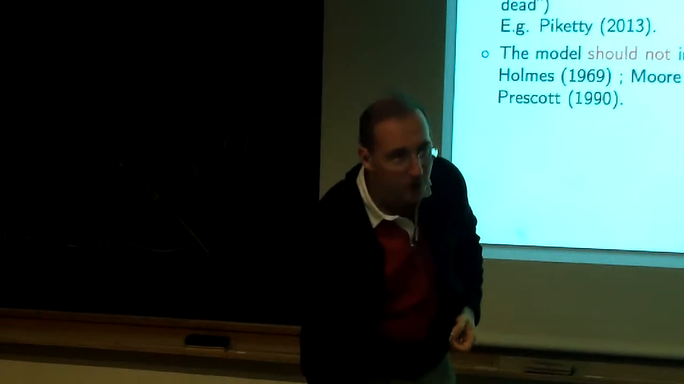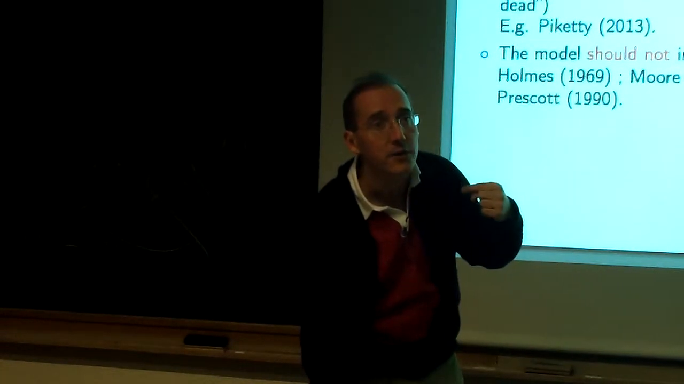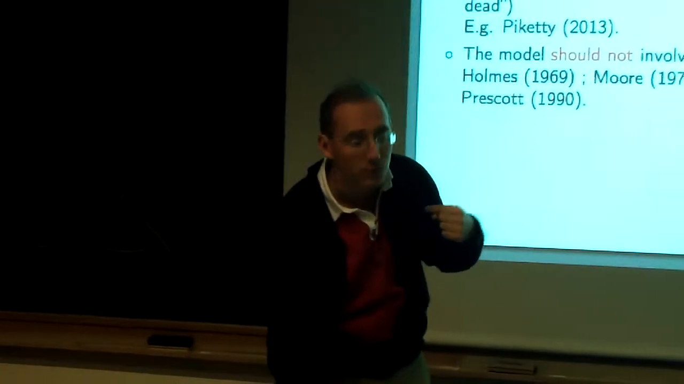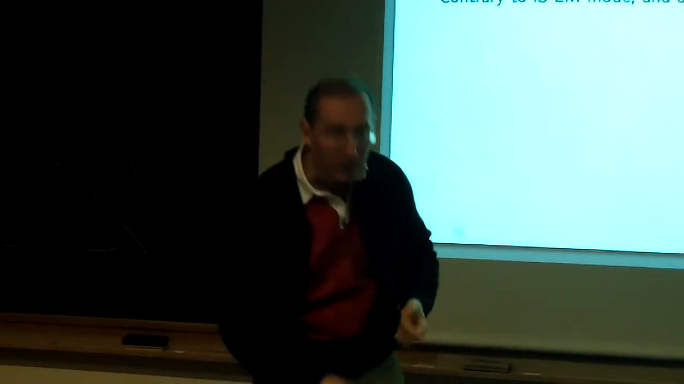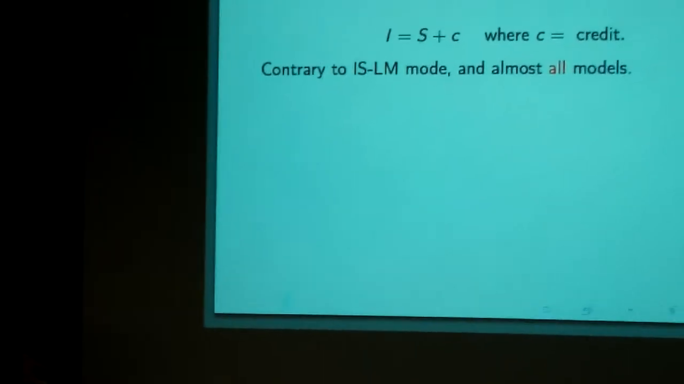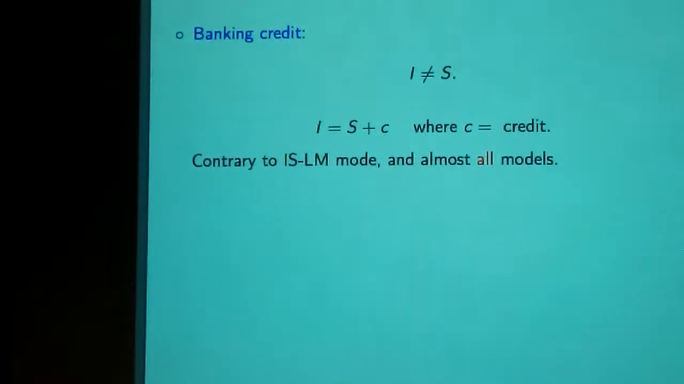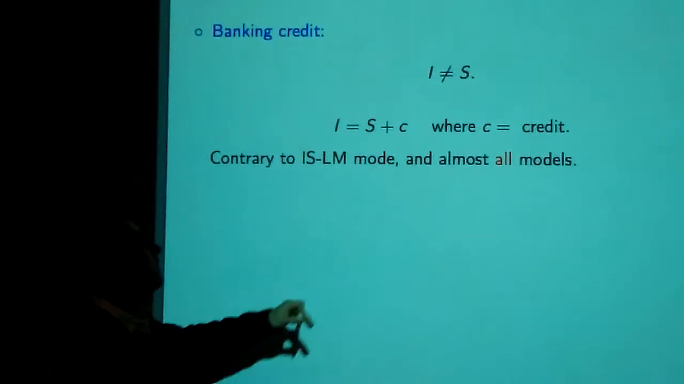So the model should not involve the money multiplier, but I already debunked the money multiplier two days ago, so I don't spend time on it. Banking credit. There should definitely be banking credit in the model, but this is also very disturbing.